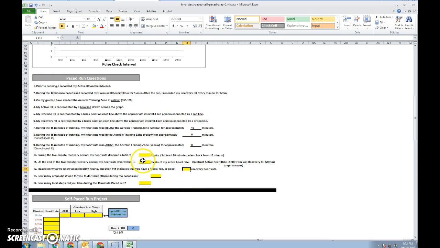Based on that information from number 11, that would indicate that I either have a good, fair, or poor recovery heart rate. We talked about that in the notes. If you're not sure, you can go back to those on my website and review.